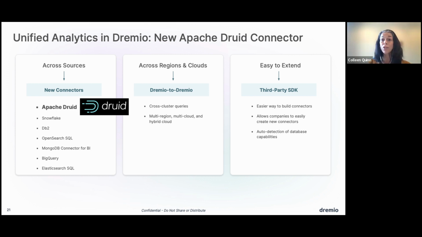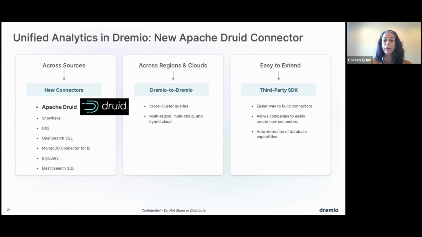But in version 24.2, we're excited to announce our new Apache Druid connector. Apache Druid is a column-oriented open source distributed data store written in Java, and Druid's designed to quickly ingest massive quantities of event data. And so now with the new Dremio Druid connector, you can seamlessly connect to your Druid data store with Dremio for analytics.